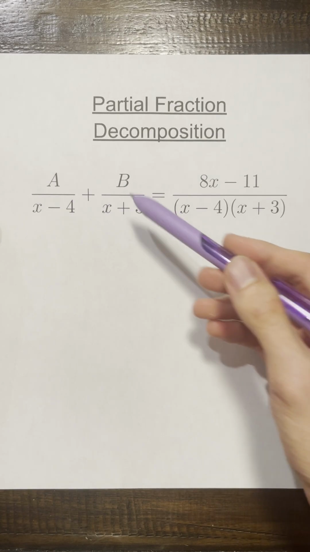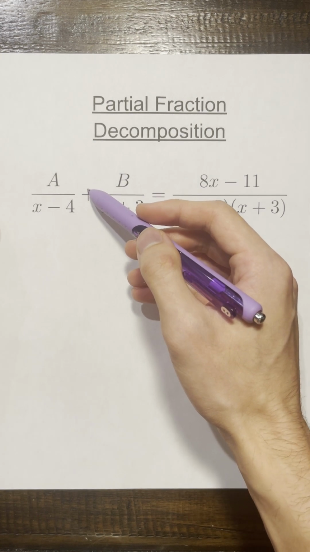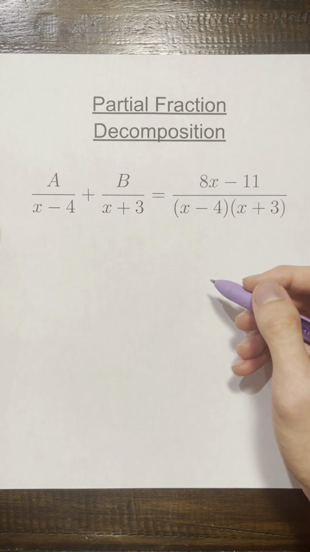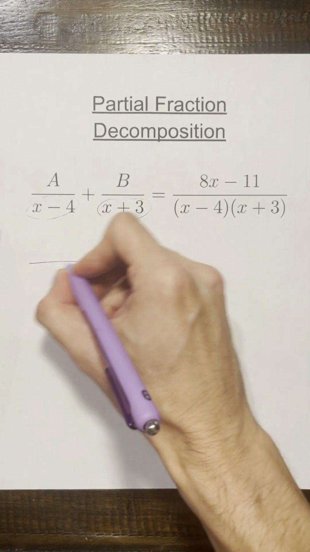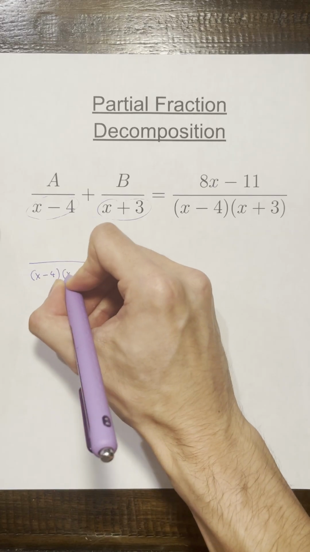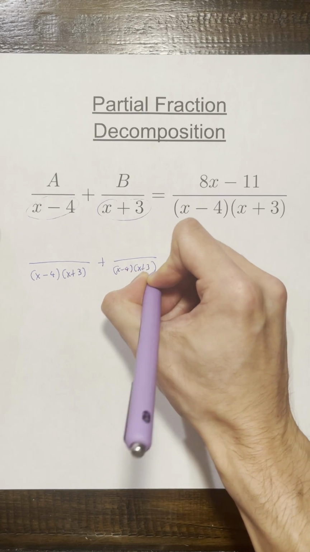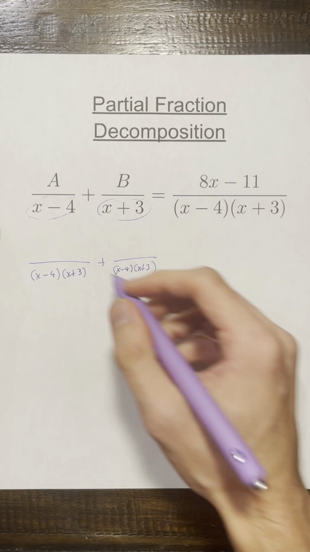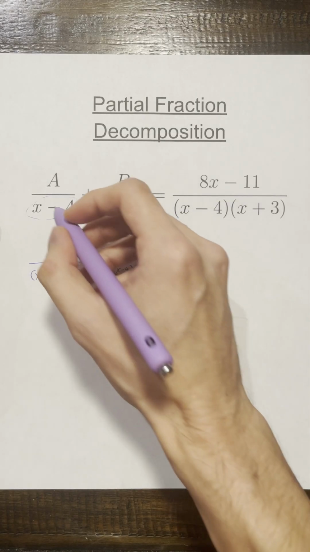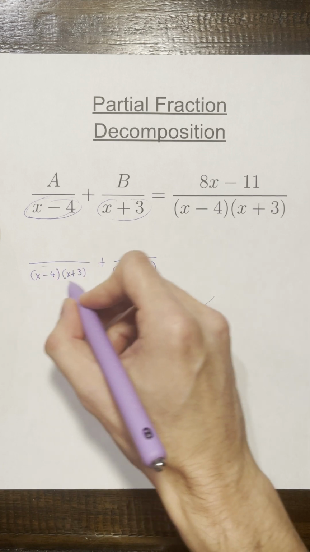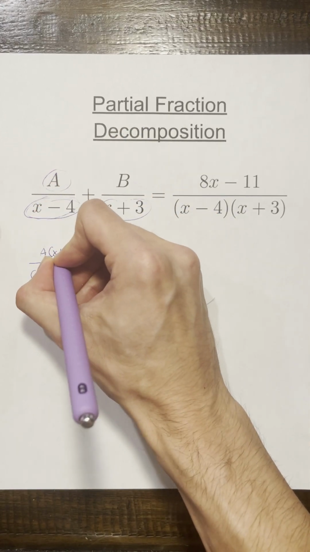Okay, so what do A and B need to be equal to? Well, what's the first step when adding fractions? You need to get a common denominator. So it's going to be x minus 4 times x plus 3. Okay, what goes over here? We multiplied by x plus 3 on the bottom, so we need to multiply by x plus 3 on top.